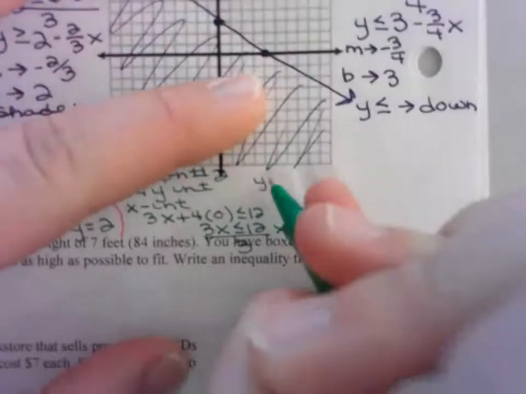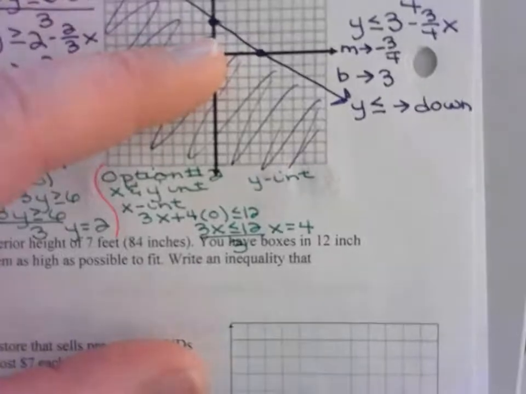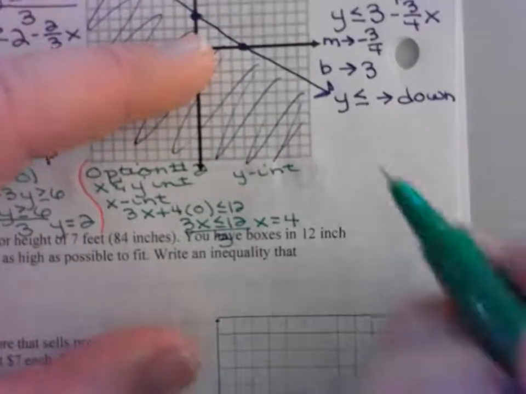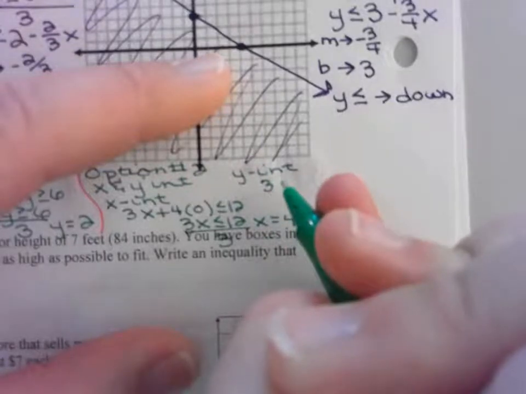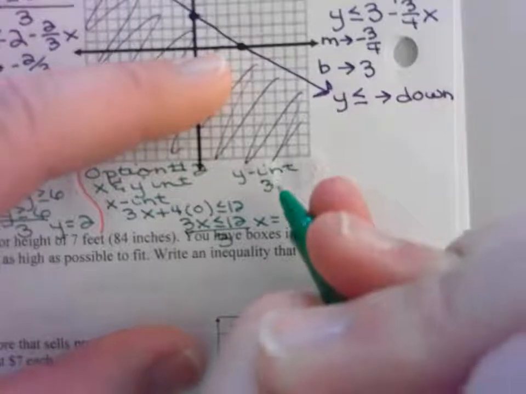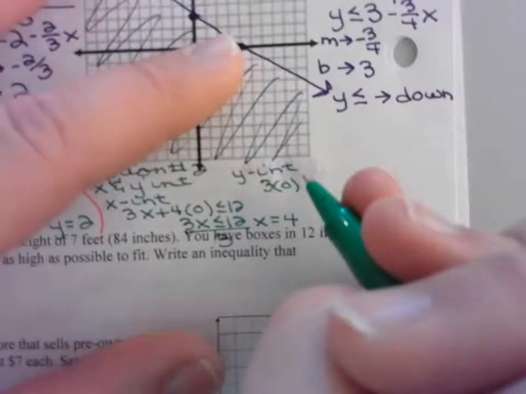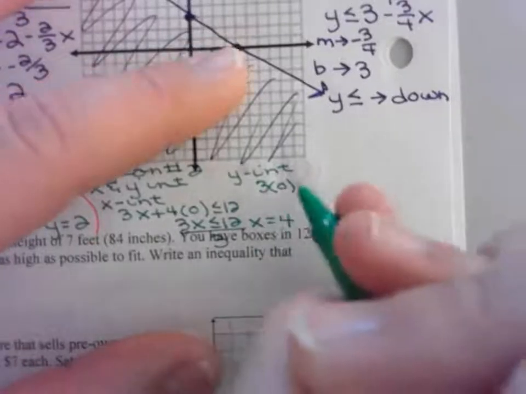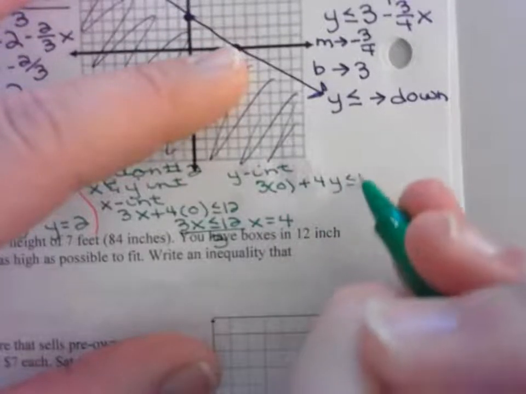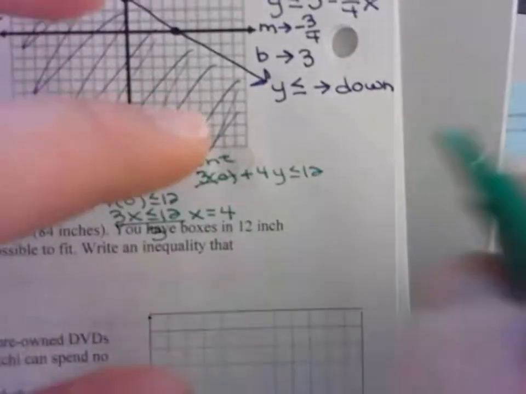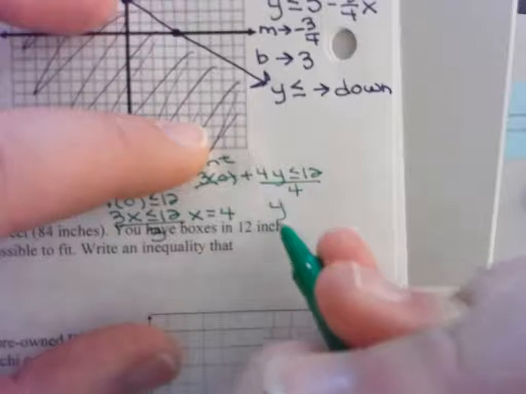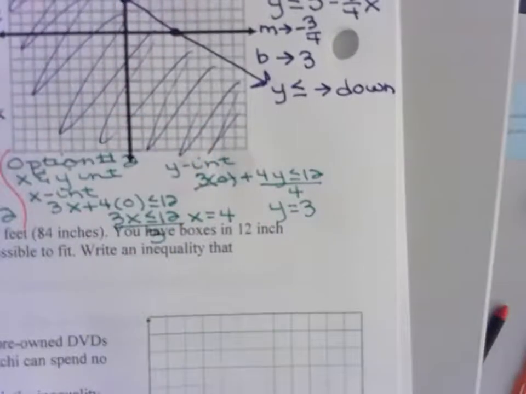My y-intercept. If I want the y-intercept, what do I plug in for x? 0. Ethan, don't work on homework. Do the notes. So 3 times 0 plus 4 times y is less than or equal to 12. Okay, 3 times 0 is gone. Divide by 4. 12 divided by 4, y is 3. So my x-intercept is 4. My y-intercept is 3.